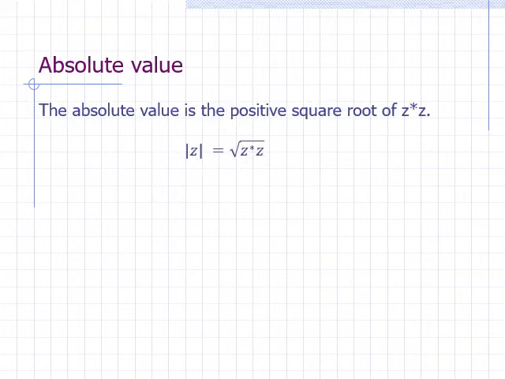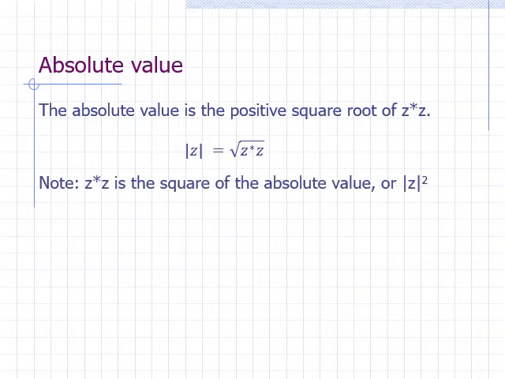If we multiply a complex number by its complex conjugate, and then take the square root, we get its absolute value. In other words, the absolute value of complex number z is equal to the square root of z star times z. Because of this, we refer to z star times z as the square of the absolute value. So, if z is equal to a plus bi, how do we determine its absolute value?